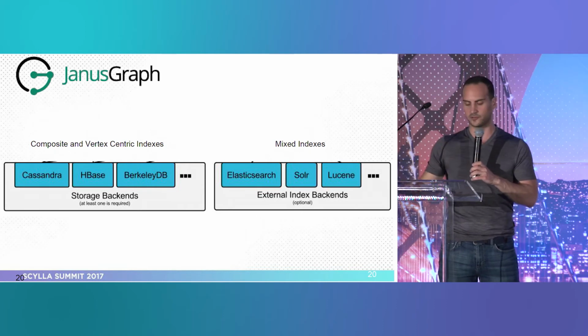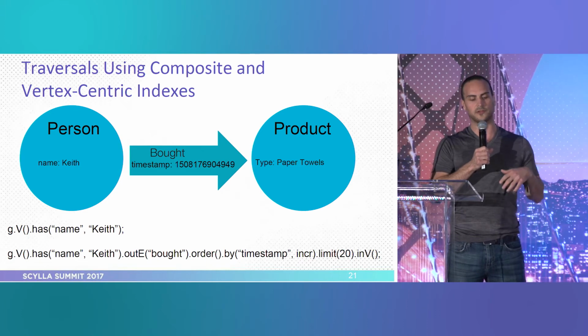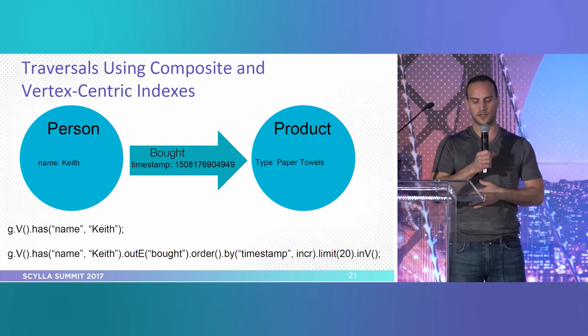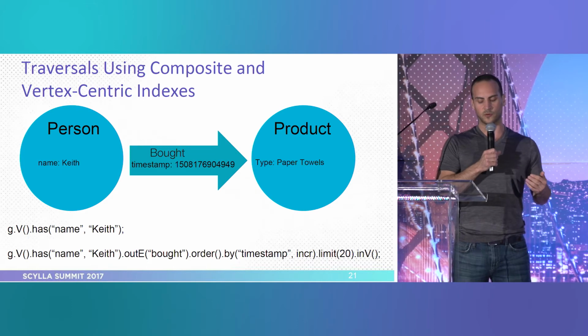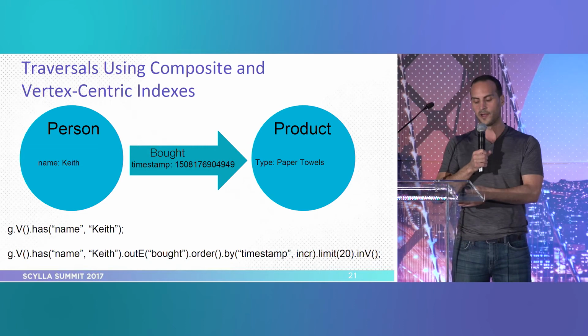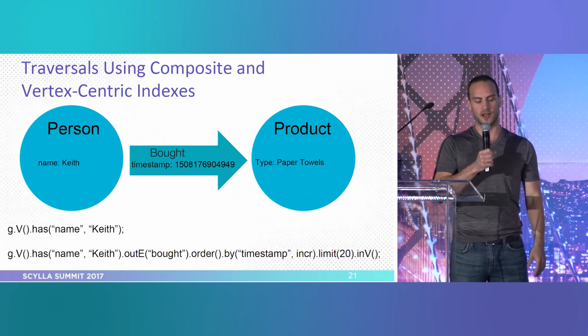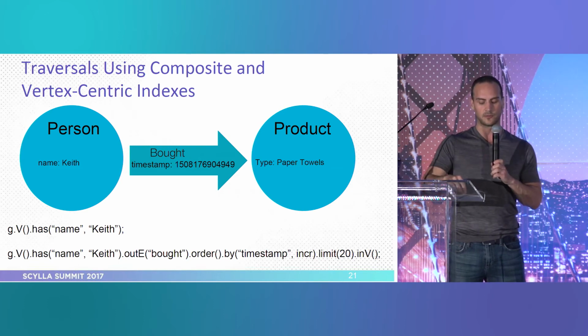That might have been confusing, so let's go over an example of a few traversals that would allow you to use a composite index or a vertex-centric index. Let's say we have data storing people, products, and products that specific people buy. It's probably going to be the case that we want to retrieve information about users based on their name. So like the first traversal here, g.V().has('name', 'Keith'), it's probably a good idea to create a composite index on the property name. So that traversal would use a composite index.